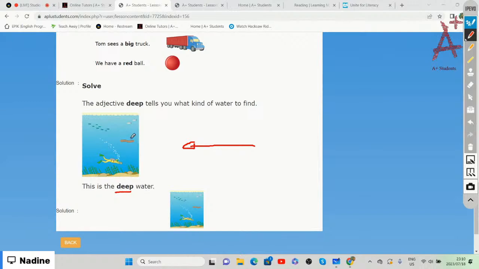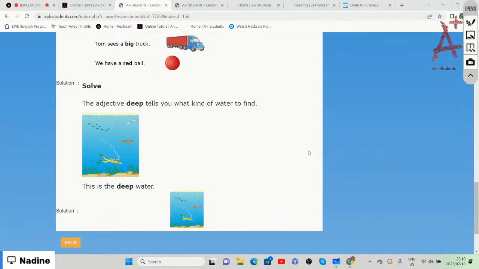If it wasn't deep, they probably wouldn't have shown us how deep he has gone. Then we would have probably been somewhere here, or they would have shown us where he could stand, or they would have just shown a pool instead of the ocean. So this is the deep water. So what kind of water? The deep water.